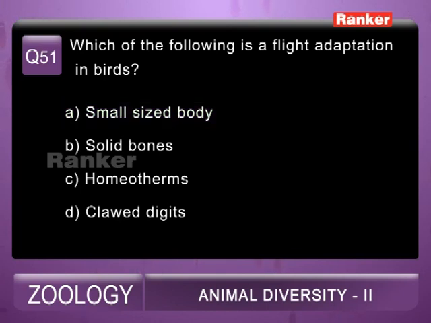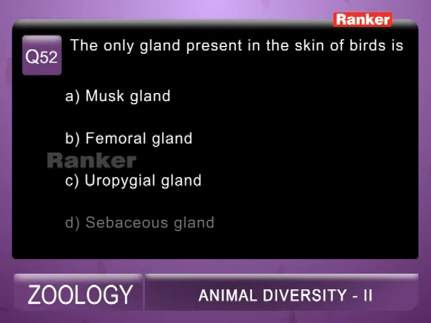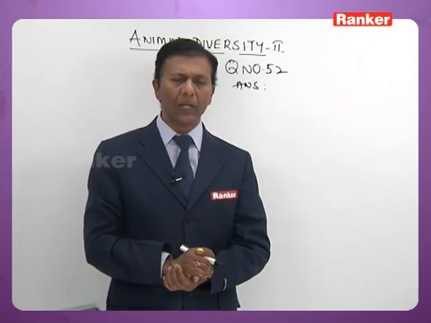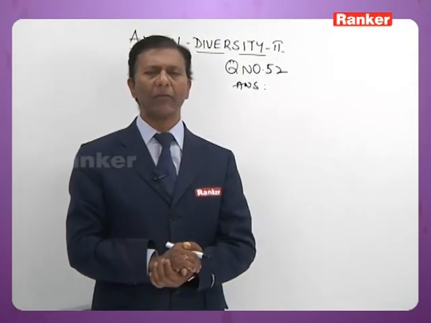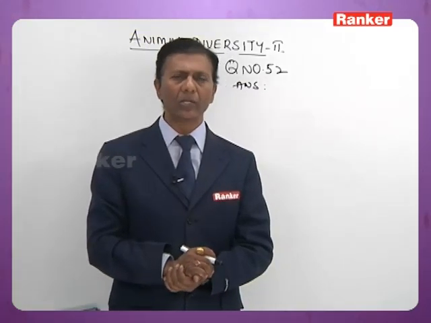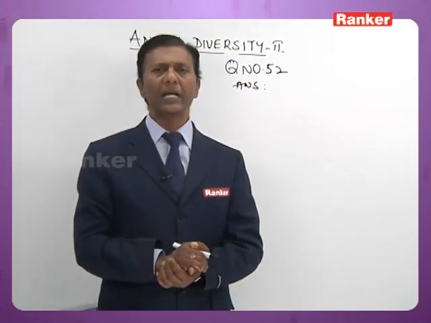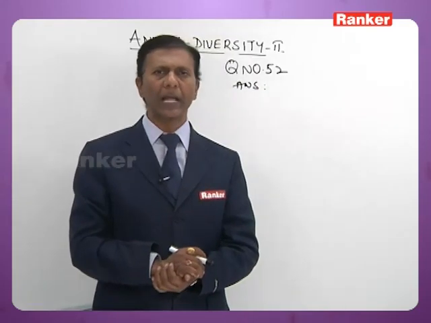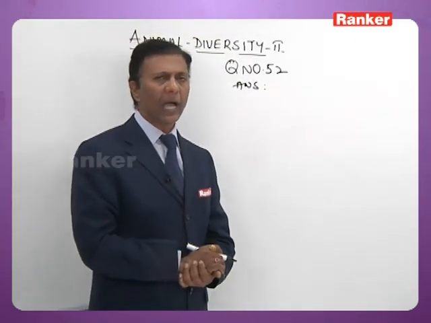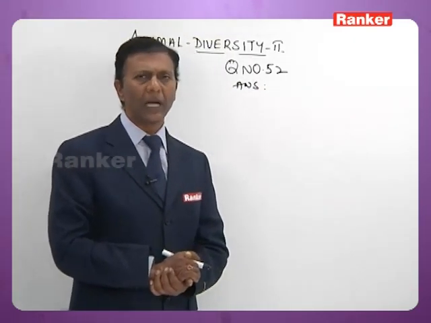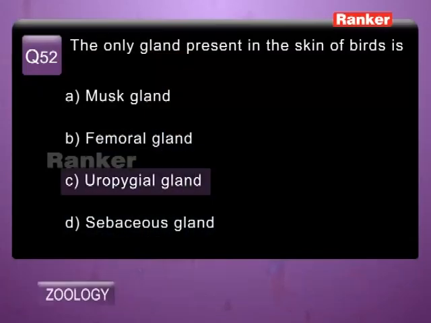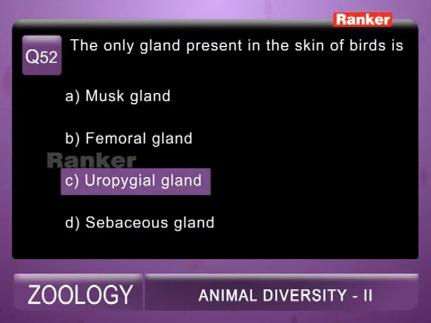Small body size. Now 52 question, the only gland present in the skin of birds is A. Musk gland, B. Femoral gland, C. Uropygeal gland, D. Sebaceous gland. The only gland present in the skin of birds is uropygeal gland. It is also called preen gland. It secretes an oily substance called pomatum that helps in preening of the feathers. And all other skin glands are absent to conserve water.